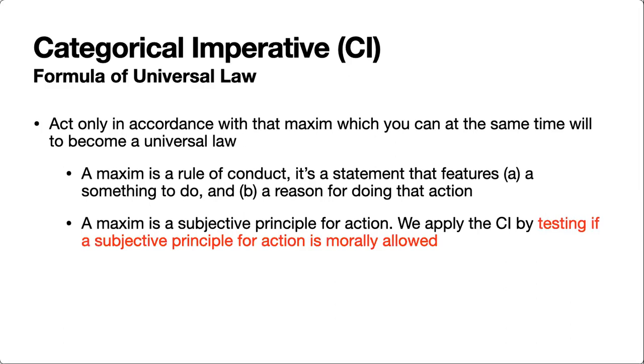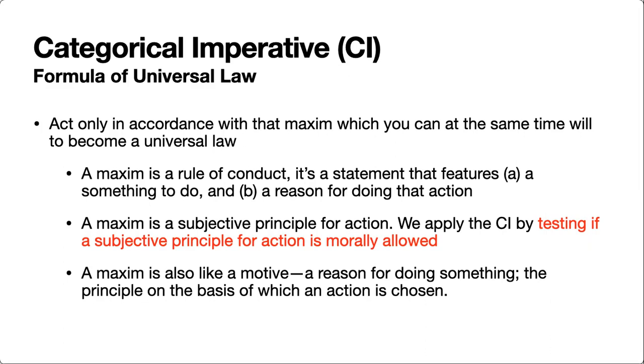So a maxim is a subjective principle for action. So something like make a false promise to get money, or slap someone so that you can feel better after having a bad day. That's a maxim. It has something to do and the reason for doing it. And so it's a proposed course of action, and then it's something that you can now test, so you can determine whether it's acceptable or not. And the way that you do that is you conduct the thought experiment, the twin earth thought experiment that I've been talking about.